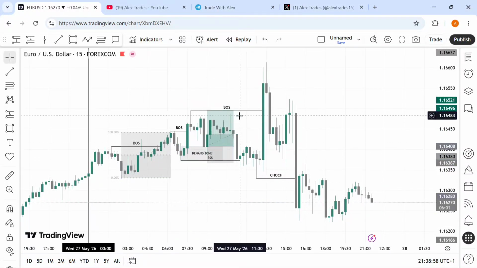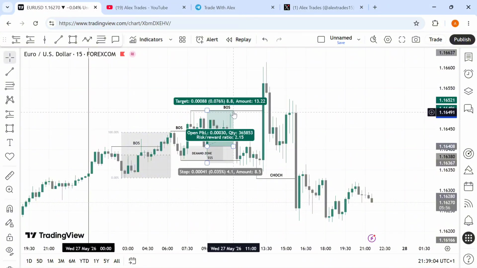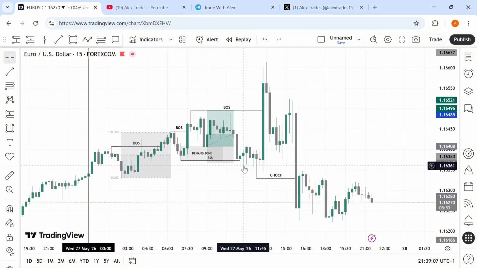So I took my entry here, and sadly it didn't work out because price just came close to the target before retracing back and stopping me out, taking out liquidity. And the worst part was I didn't even close below the point. It just wicked it very continuously before a nice move to the upside.